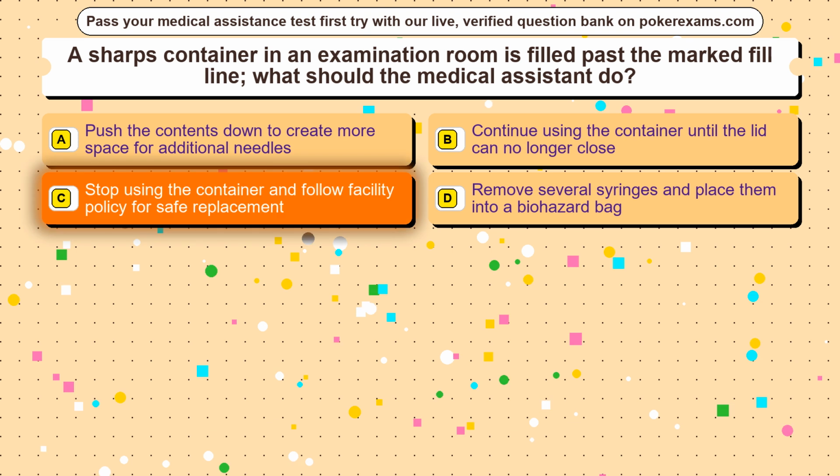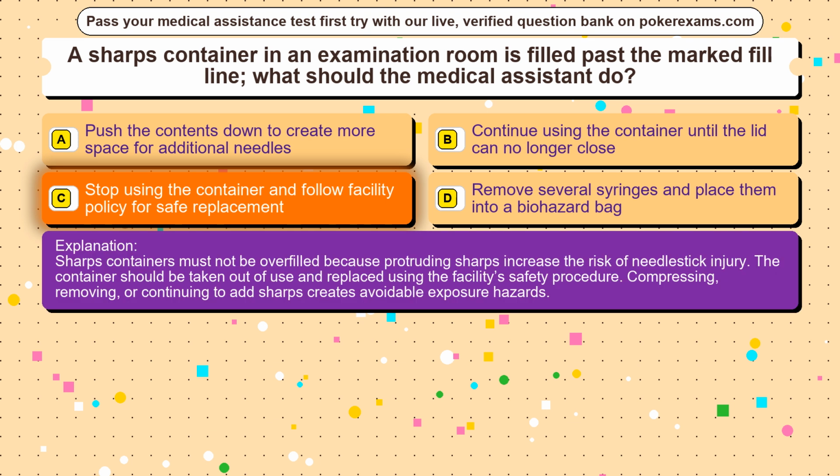The correct answer is option C, stop using the container and follow facility policy for safe replacement. Sharps containers must not be overfilled because protruding sharps increase the risk of needle stick injury. The container should be taken out of use and replaced using the facility's safety procedure. Compressing, removing, or continuing to add sharps creates avoidable exposure hazards.